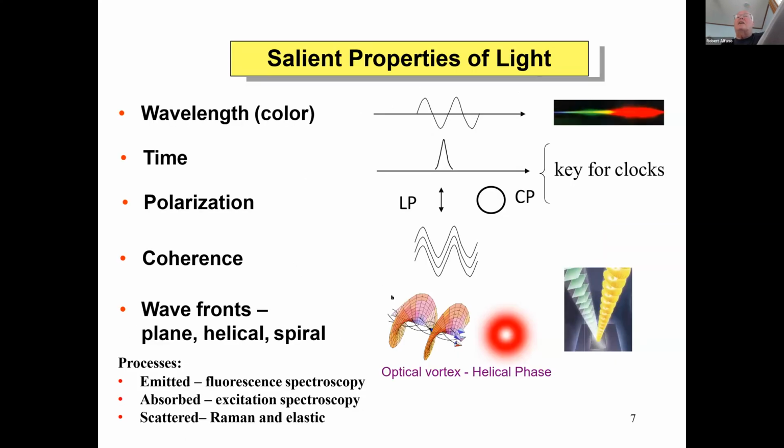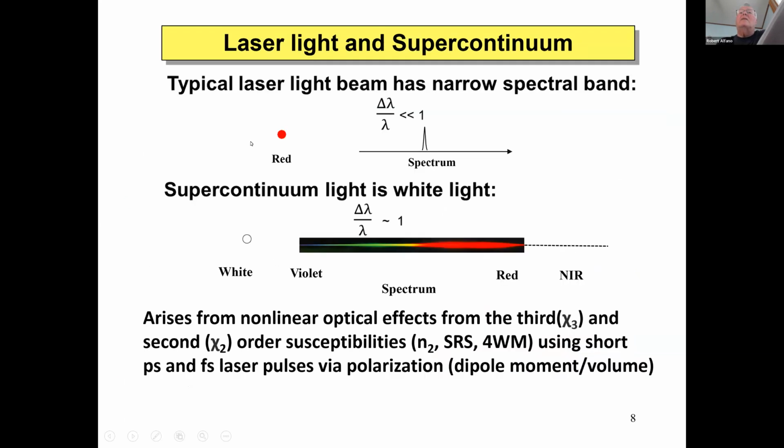Now, the salient properties of light are shown in this slide, where we have color, which is the sine wave, which shows here part of the supercontinuum, and time. You have the pulse width, which acts as the key mechanism of clocks. We have polarization, which is linear and circular. Laser light is coherent, matching in states. And a new process is the wavefront. The wavefront can be plane, which is the typical one that everybody uses in optics courses, but it also can have a helical and spiral nature, so it comes out as a donut. So these are the forms of light we use in the process.